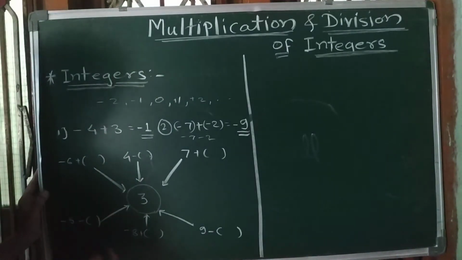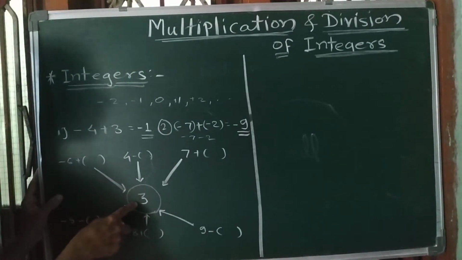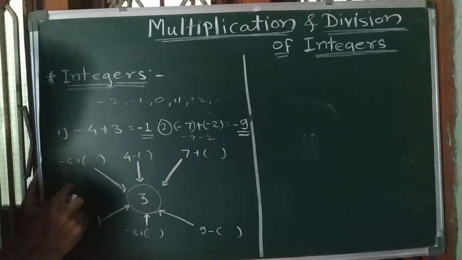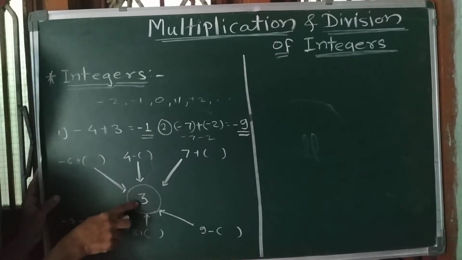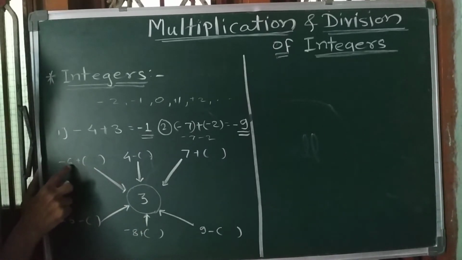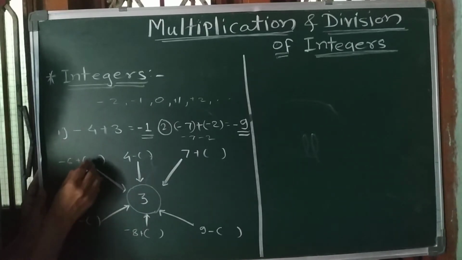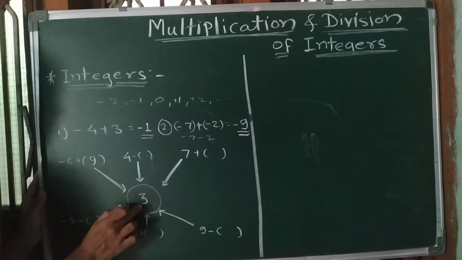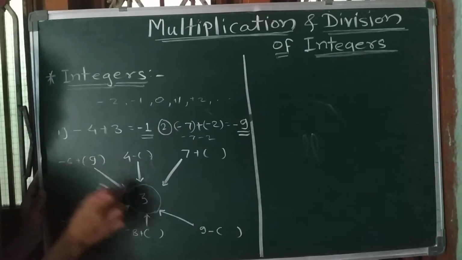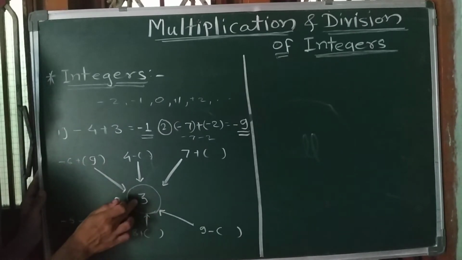In the same way, here you have to find the answer 3 from these integers. Here is -6. What will we do so that we get the answer 3? If you see, 6 plus 3 is 9, so you can write 9 here. And if you subtract this 6 from 9, you will get 3. 9 minus 6 is 3, with the greater number's sign.